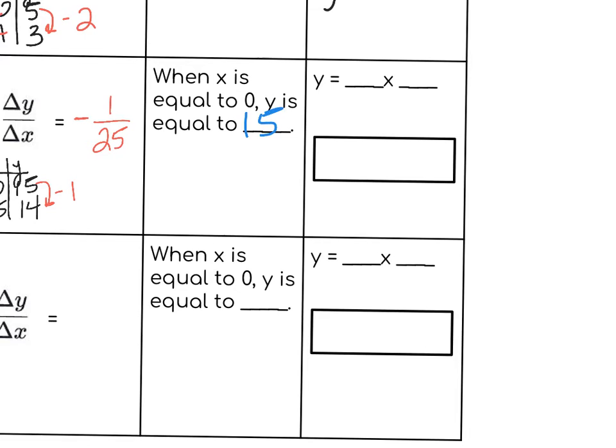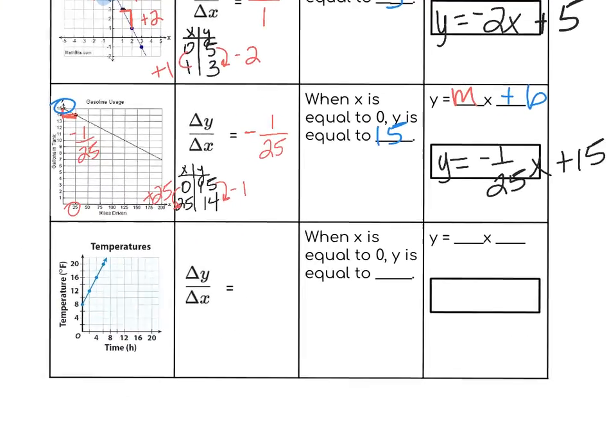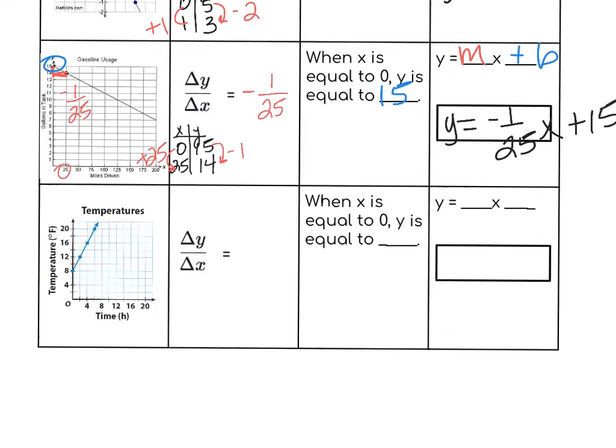Okay, so the equation is y equals negative 1 over 25 x plus 15. And negative 1 over 25 is a terminating decimal, so if you wanted to use a decimal, you could. I don't really feel like going to get my calculator to do that, so you can do that if you like. Fractions don't bother me.